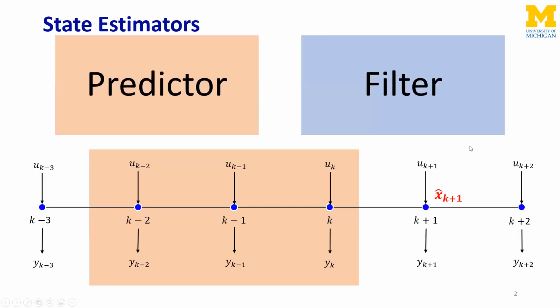Like I said, last time we discussed predictors. So last time we derived a predictor, and a predictor is a state estimator. The key property which distinguishes a predictor from a filter is the fact that it predicts the state at step k plus 1 using data only till the kth step.